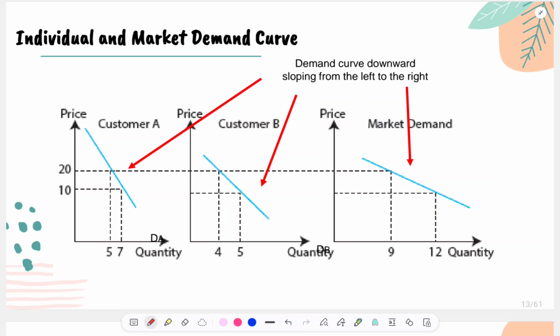So that's how you plot an individual demand curve and market demand curve with proper scales, labels, and interpretation. Understanding how to draw and read the demand curve is super important in economics. It helps us to understand consumer behavior and market patterns.